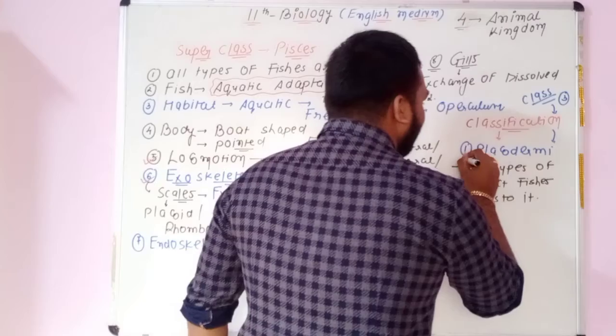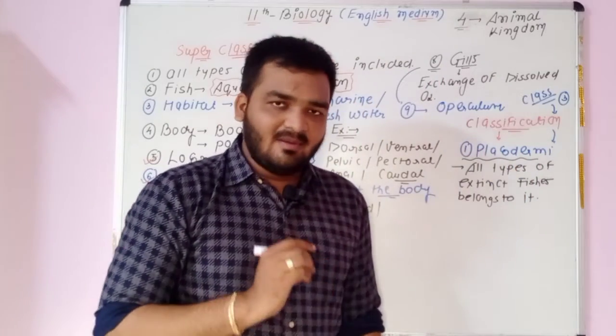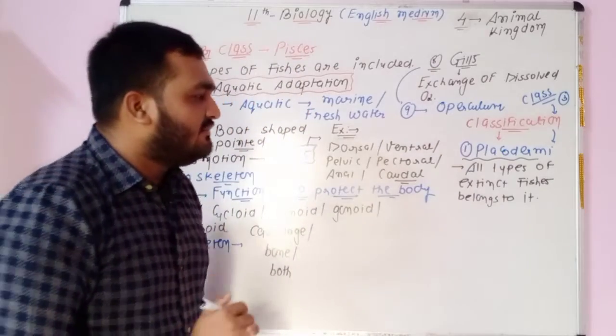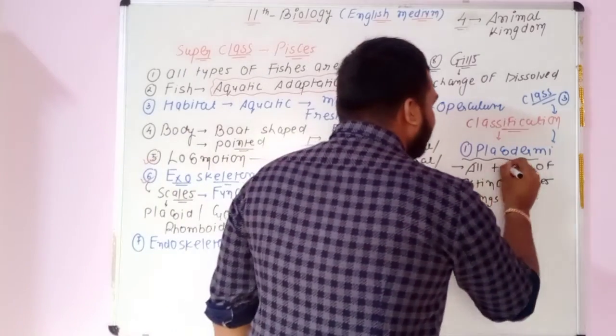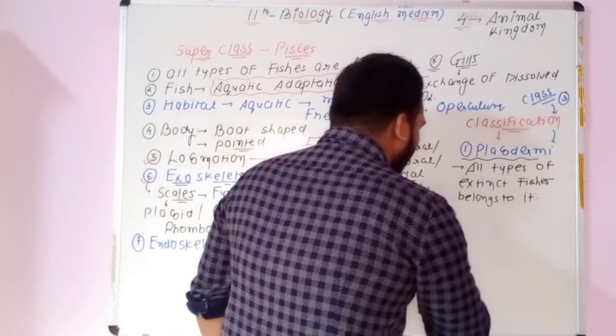So placodermy is an important word. This word is not given in your NCERT, but you will remember this. Placodermy means all types of extinct fishes belong to class Placodermy. Then what about the second one?